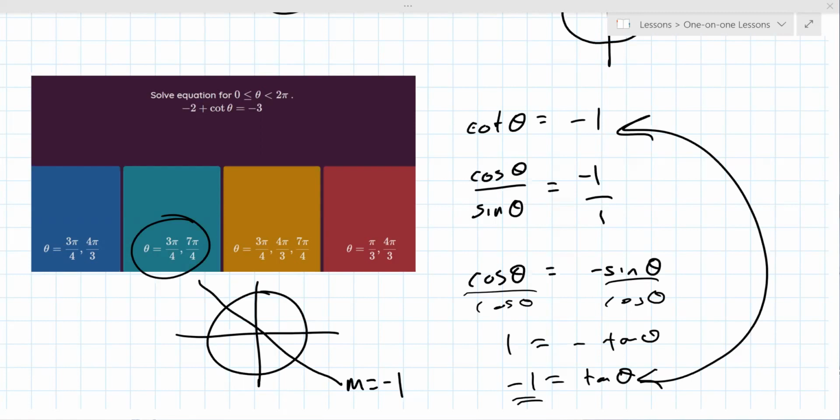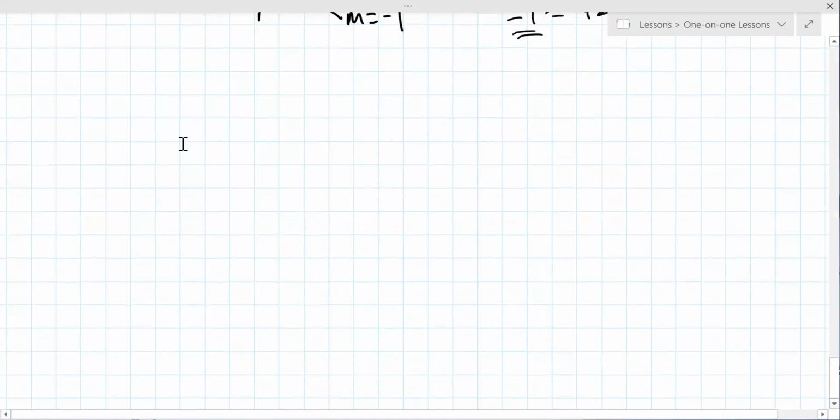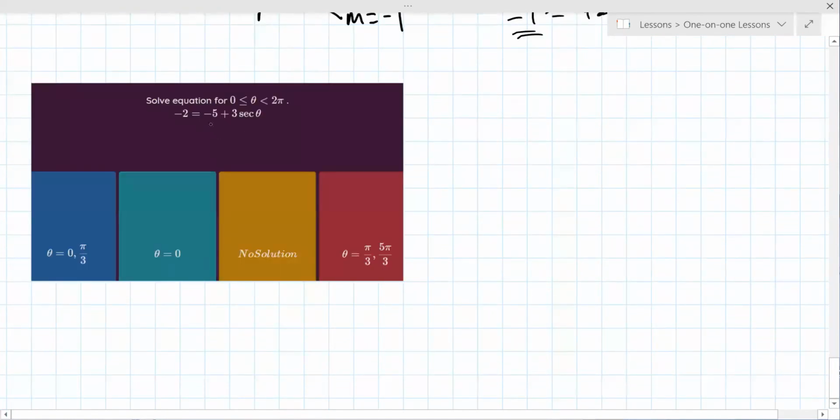So this one you're going to solve for secant theta. Okay, so you're going to add 5 to both sides. So that gives you 3 equals 3 secant theta. And then you're going to divide both sides by 3, so you get 1 equals secant theta.